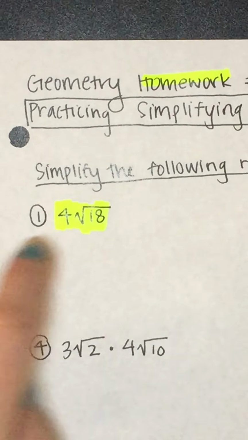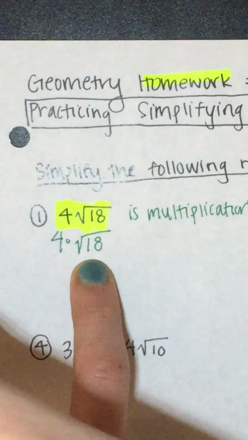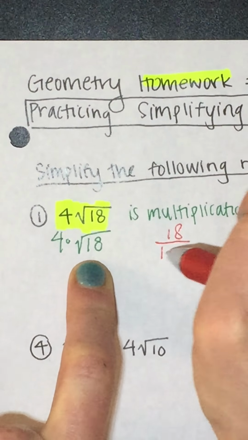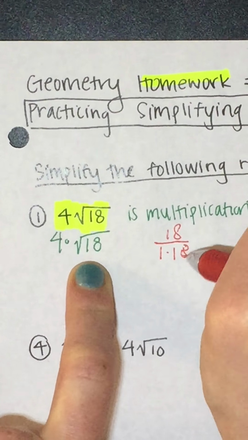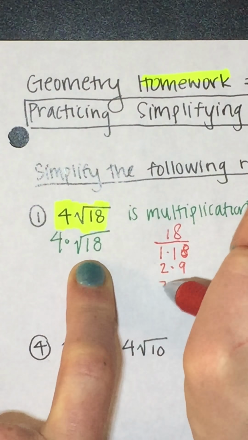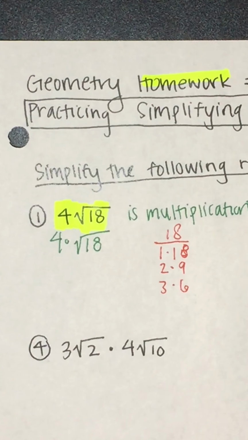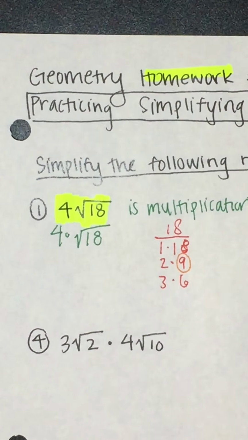So really what this means is 4 times the square root of 18. I just didn't write the times, okay? So what I'm going to do is simplify 18. The factors of 18 are 1 times 18, 2 times 9, 3 times 6. And I'm looking for a perfect square in there. The perfect square is 9.